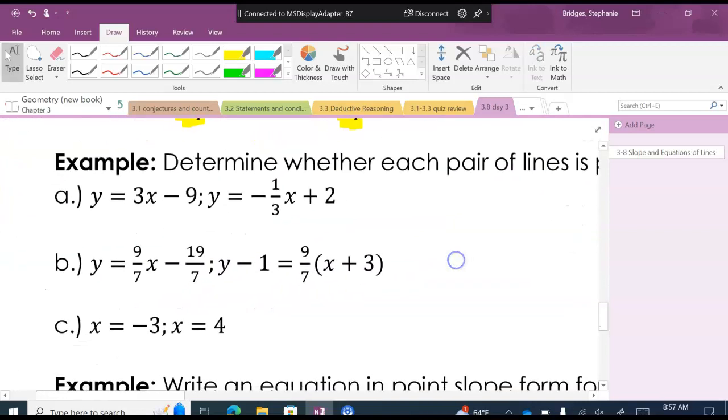Go ahead and do the same on the next 3 questions. Look at their slopes. Determine if they are parallel, perpendicular, or neither. So on the next A, B, and C.